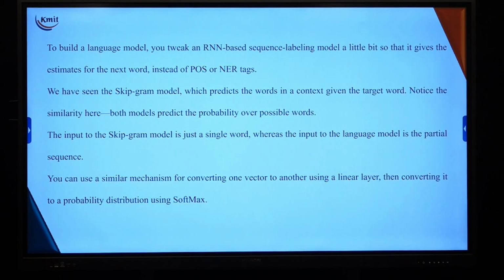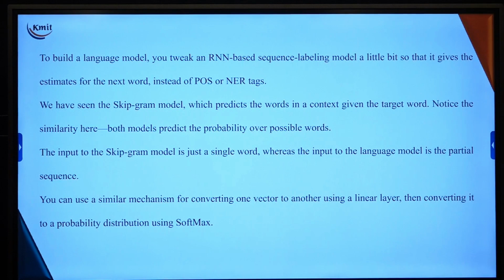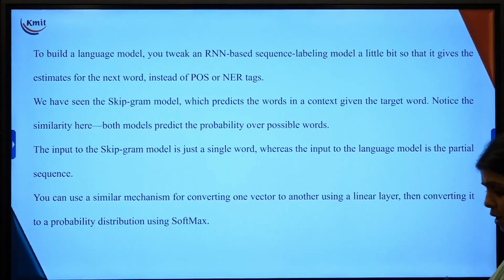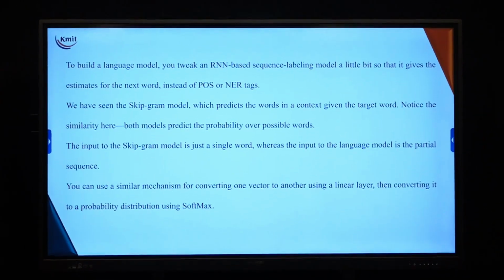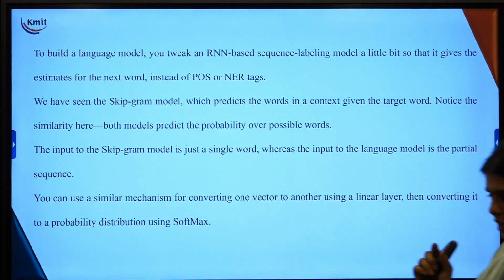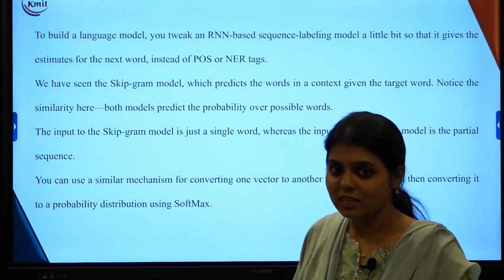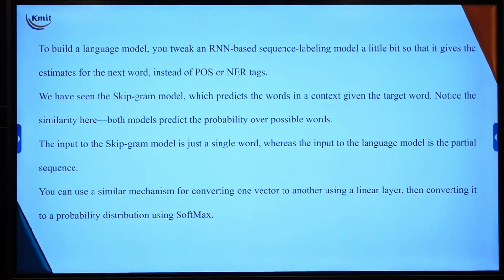So how do we build these language models? To build a language model, we take the simple RNN based sequential labeling task that we have done, but with some changes. I hope you remember the skipgram model that we discussed in the beginning of unit 1. What does the skipgram model do? Given a target word, it predicts the words in the context. In a language model we are doing something similar. The similarity is that both the language model and the skipgram model predict the probability over possible words.